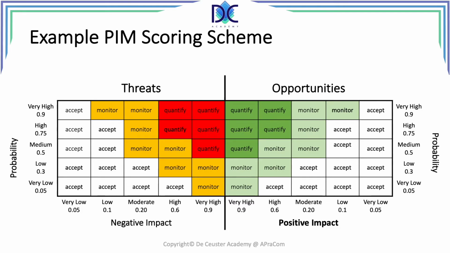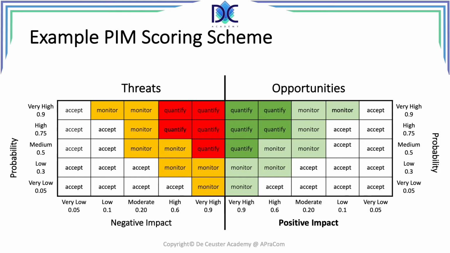So basically we define here what is the area of this graph, of this matrix, where we will accept what happens with the opportunity. We will select the area in light green where we will monitor the opportunities, and of course we have the dark green where we are going to take measures, we are going to quantify the opportunities, and we are taking measures to make those opportunities happen.